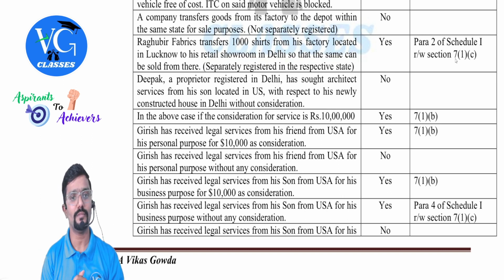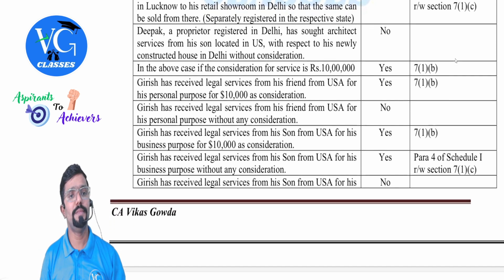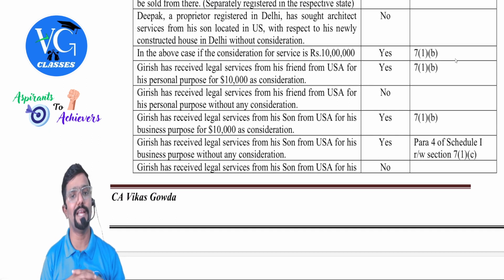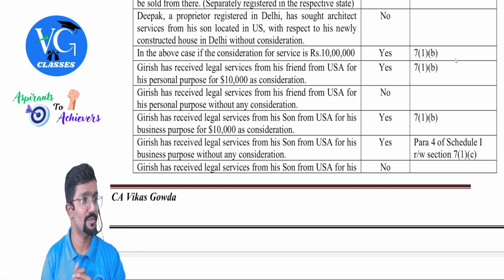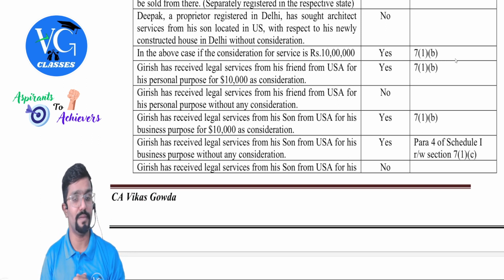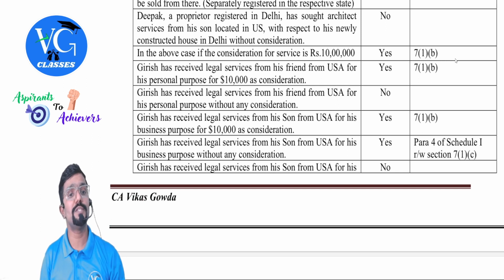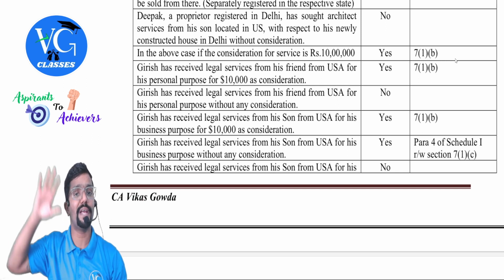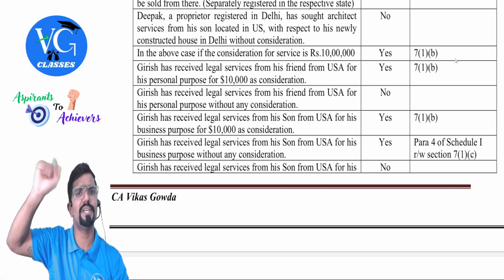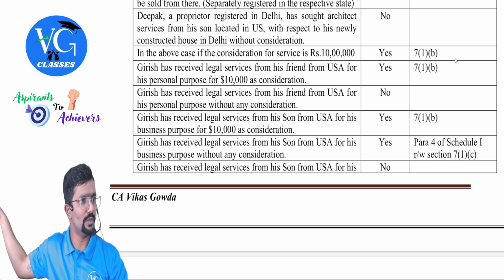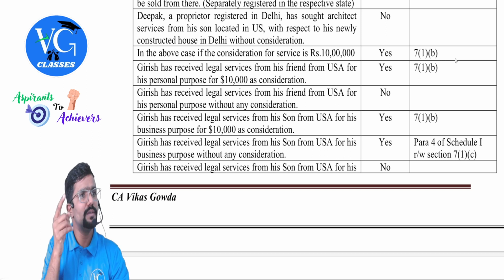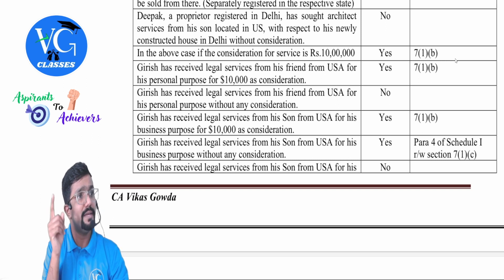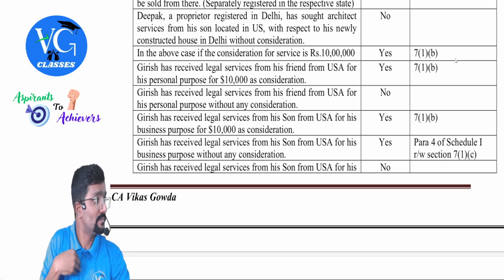7(1)(c). Next, Deepak, a proprietor registered in Delhi, has sought an architect service from his son located in the US. Guys, import of service, with respect to his newly constructed house in Delhi, without a consideration. Whenever it is without a consideration, what do you check? Para 4. Now, he has taken it from whom? Son.